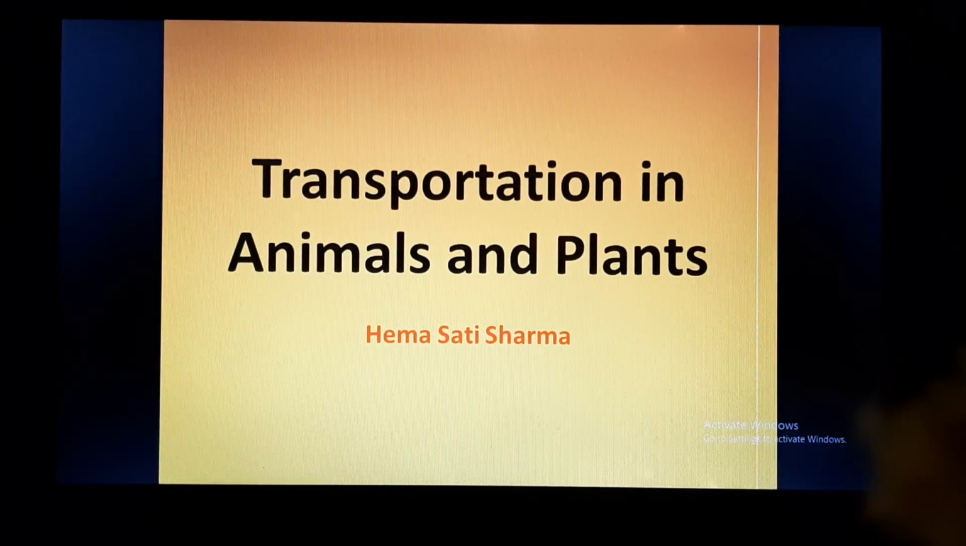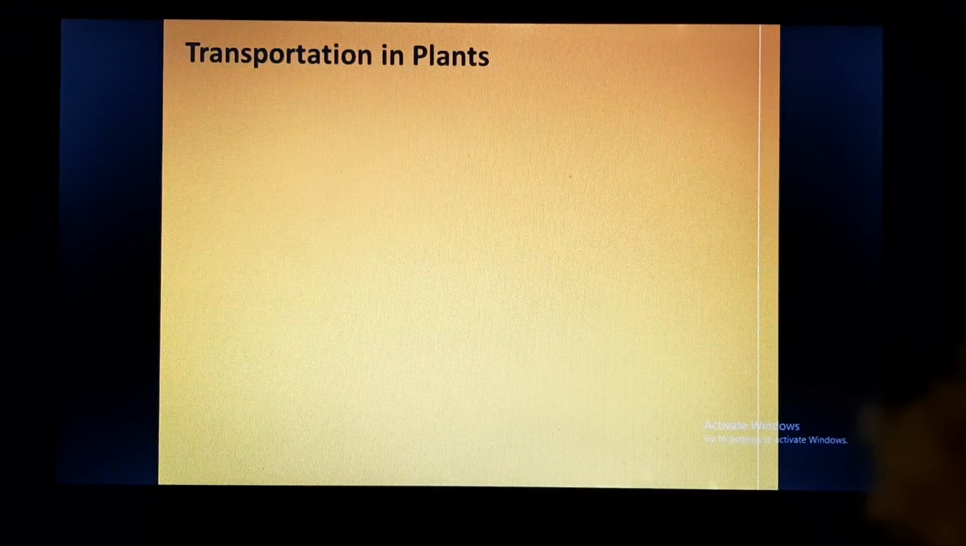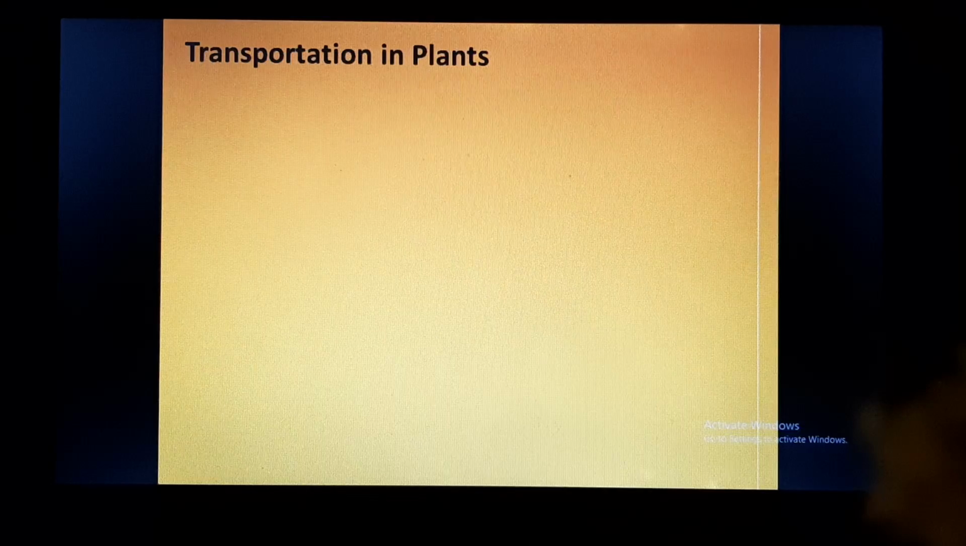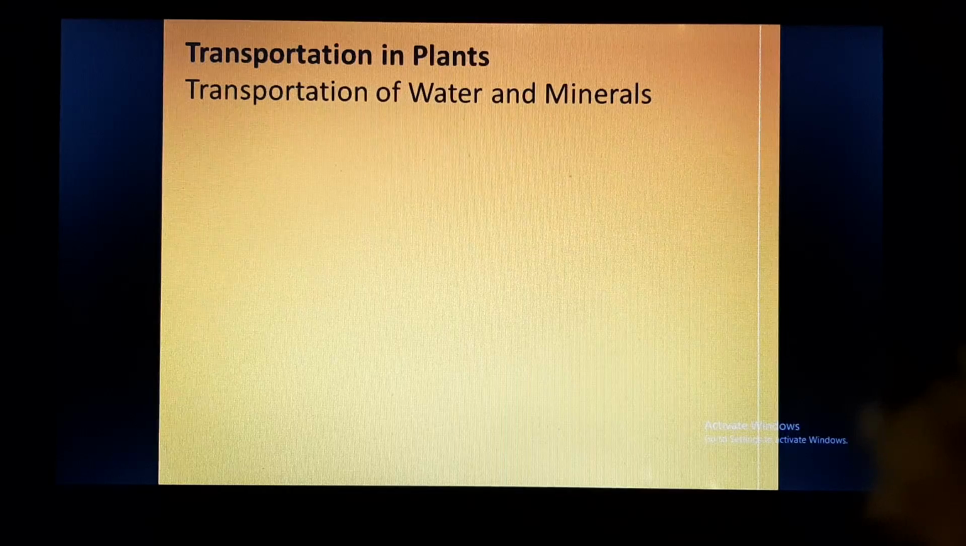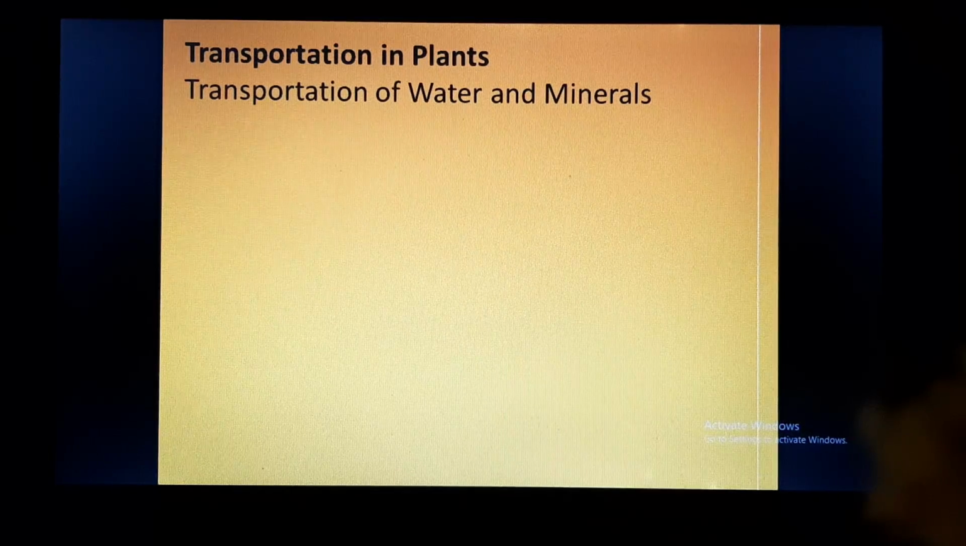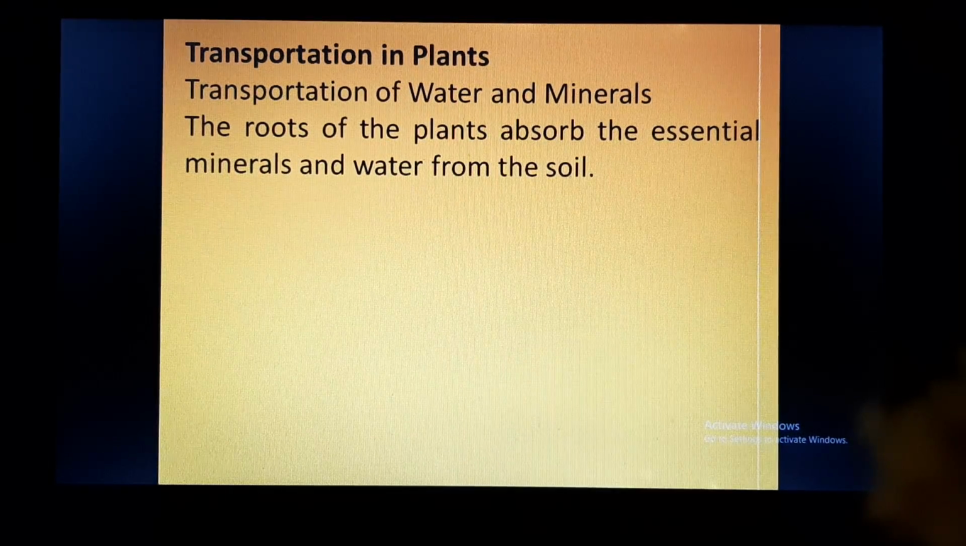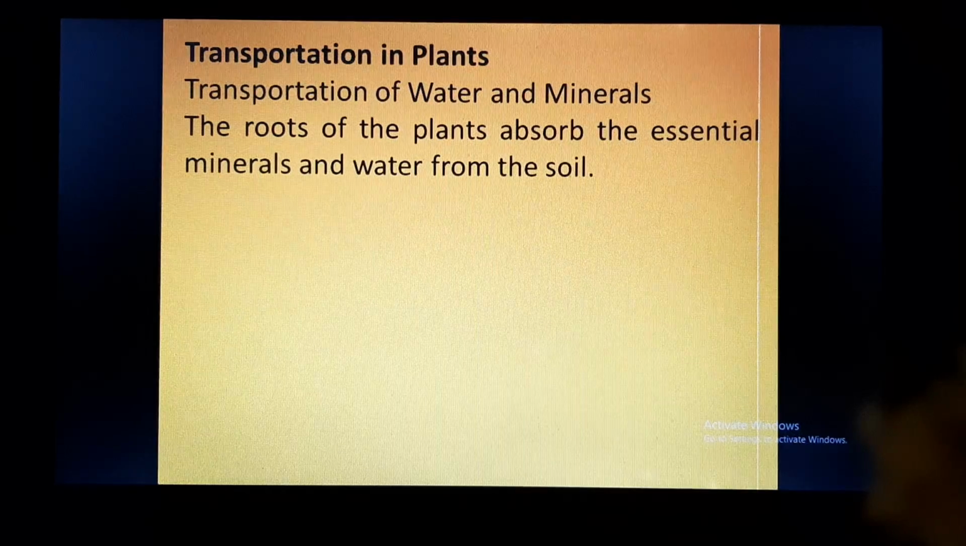Today we are going to discuss the topic Transportation in Plants. We have already discussed transportation in animals in our previous lectures. So why is transportation required in plants? Because of the movement of food, and the movement of water and minerals through the plant. So let's discuss transportation of water and minerals.